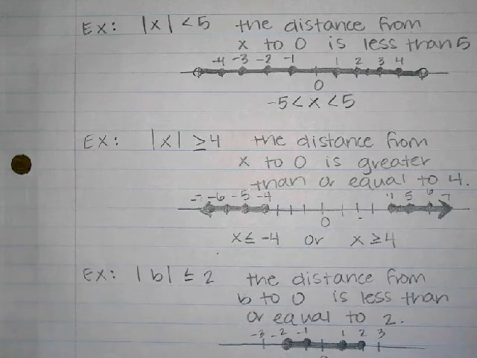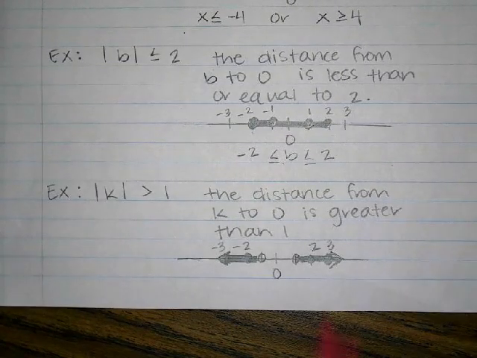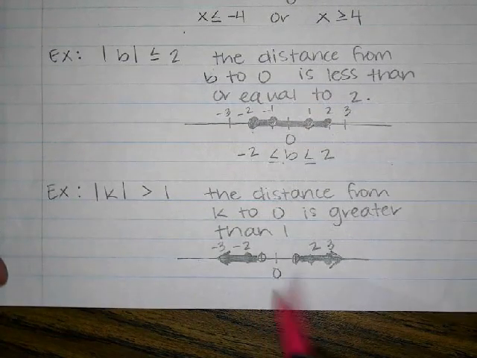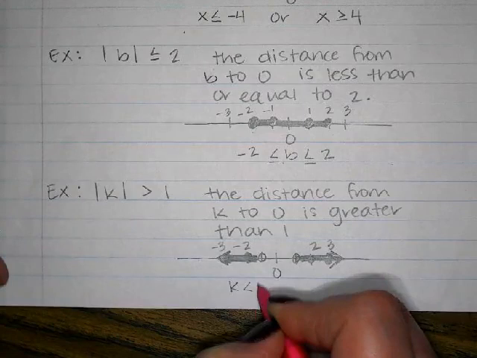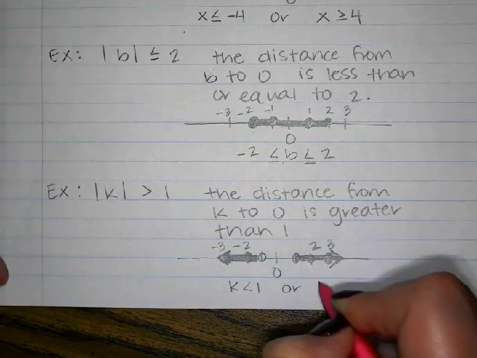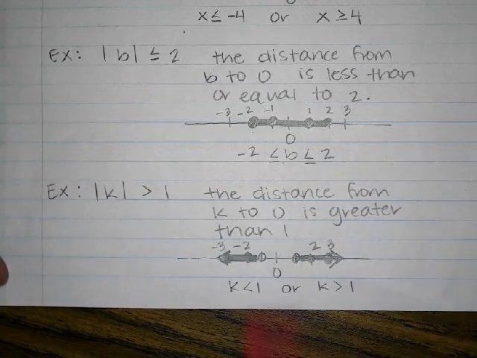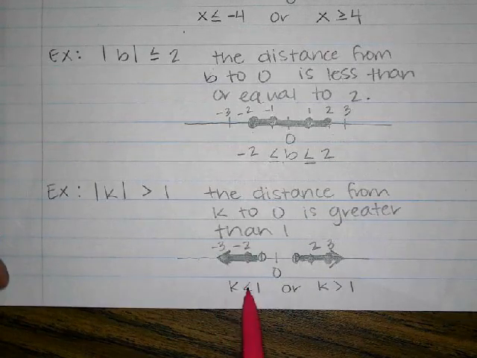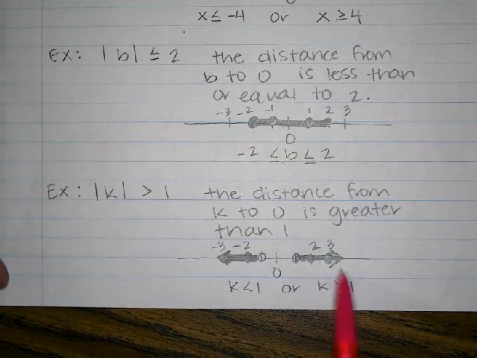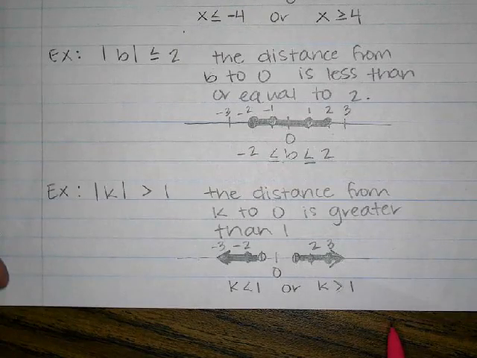Okay, before we use our color, we have to write the answer for this one. So we're going to say K is less than -1 or K is greater than +1. And you can see actually that here the arrows match. So less than, greater than. Sorry, my bad, -1. K is less than -1 or K is greater than +1.